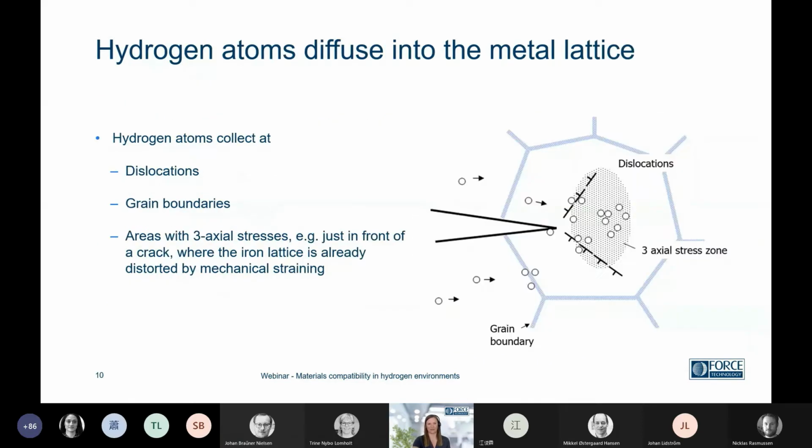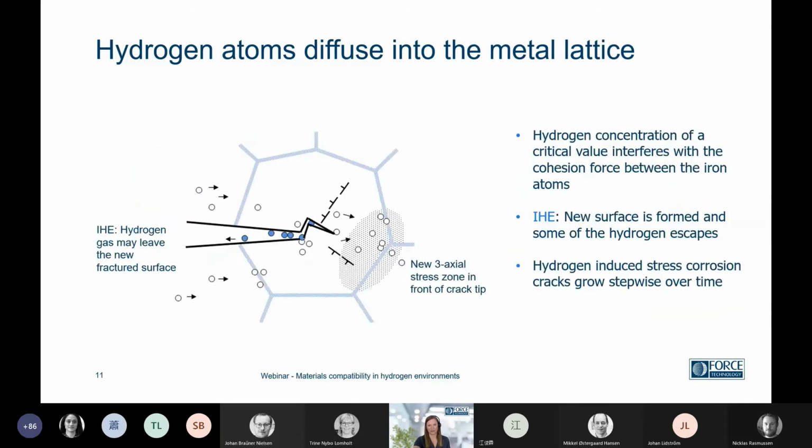So there are different mechanisms. In general, this is just a schematic showing a crack tip and grain boundaries, and you would have hydrogen collecting in places where it can cause the most damage. So it could be at the grain boundaries, if you have dislocations in the metal, or areas of triaxial stresses, like we have here in a plastic zone in front of the crack tip. And there you have the metal lattice distorted by mechanical straining. This is also an area for hydrogen to collect.